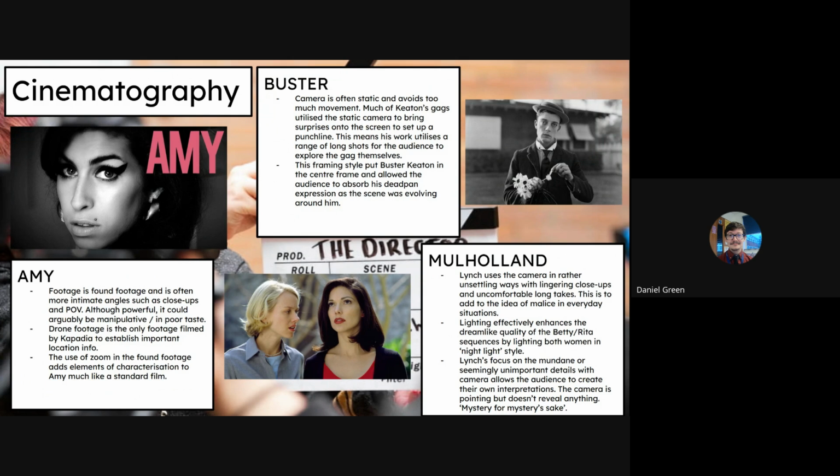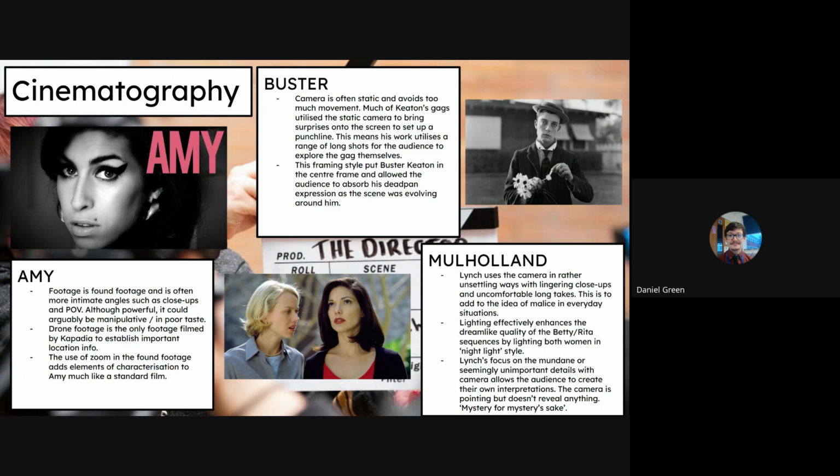And in Mulholland Drive, Lynch uses the camera in rather unsettling ways, with lingering close-ups and uncomfortable long takes to add to the malice in everyday situations, as I talked about earlier when talking about how his auteurism is constructed. Lighting effectively enhanced the dreamlike quality of Betty and Rita's sequences by lighting both women in nightlight style. And that's taken directly from the WJC's specific specialist information. It's a really important bit because having night lighting shows them to be glowing a little bit more as if they're in a dream. And you see that quite heavily, especially with Betty.